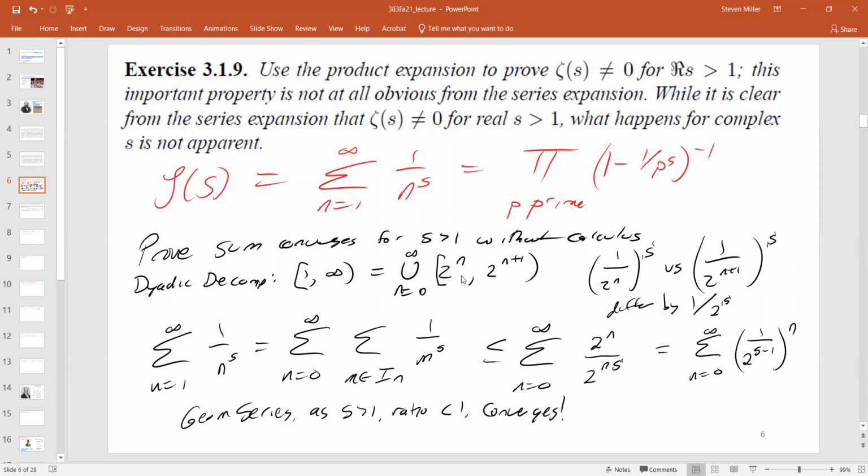So we can now search for zeros where the real part of s is less than or equal to 1. The real part of s equals 1 is not too bad to do. There are some beautiful tricks. And then the rest is open.